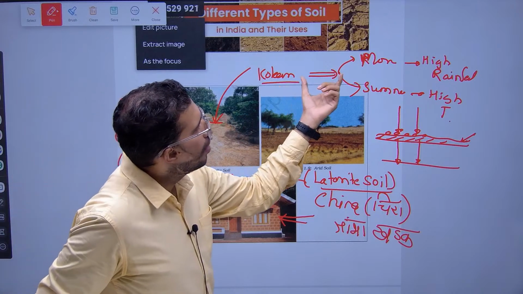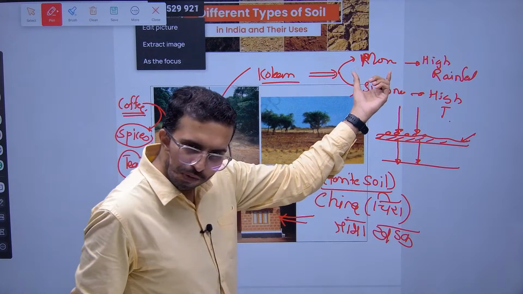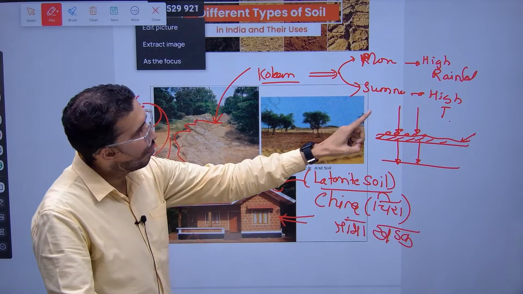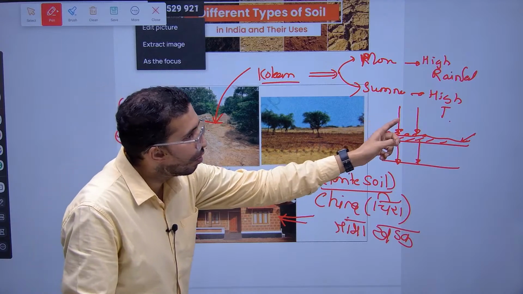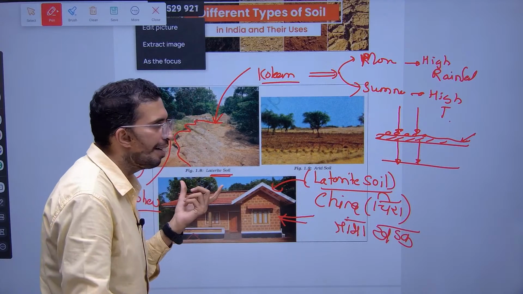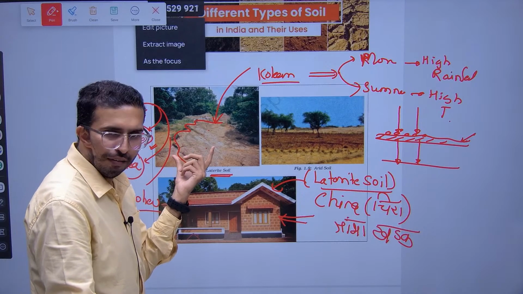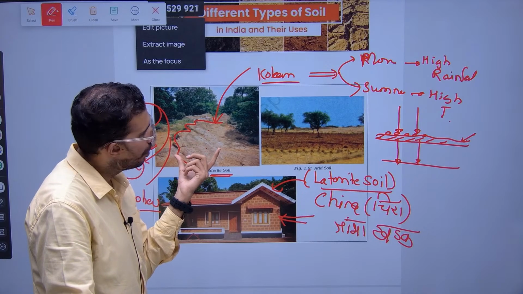Where the Konkan region experiences the high rainfall during the monsoon season and the high temperature during the summer. So when there is a high rainfall and high temperature, the associated formation soil is the laterite soil. Laterite soil is having the deficiency of nutrition.